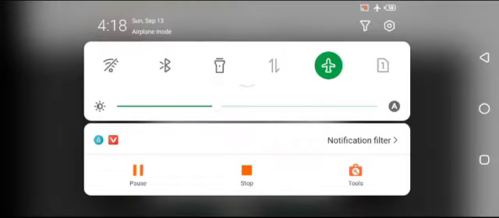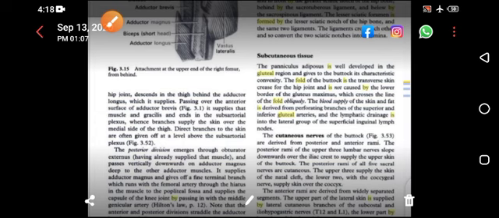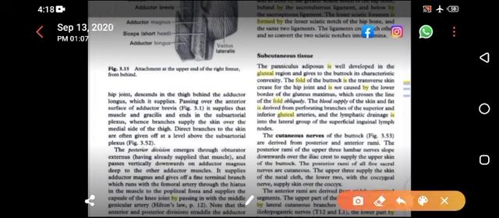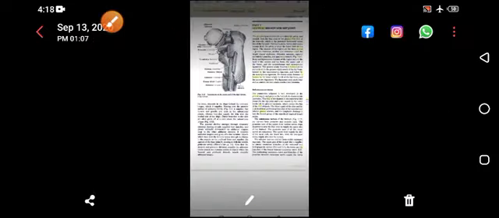So coming toward the two references of the previous video. This is the first reference, the skin fold. The fold of the buttocks is the transverse skin crease for the hip joint and is not caused by the lower border of the gluteus maximus. So the skin fold is not formed by the gluteus maximus, which crosses the line of the fold obliquely. This was the one reference.